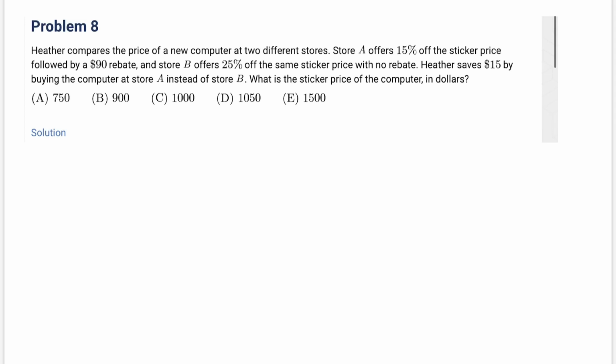Okay, so store A would be 15% off, right? So 0.85. And then if the sticker price is X, it's 0.85X, $90 rebate, so minus 90.